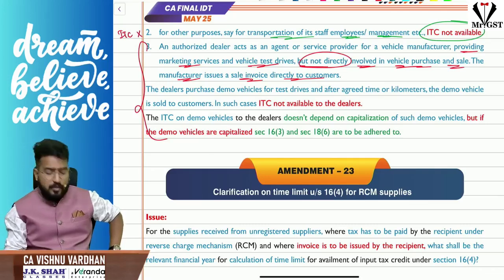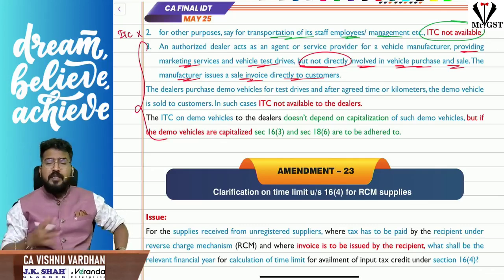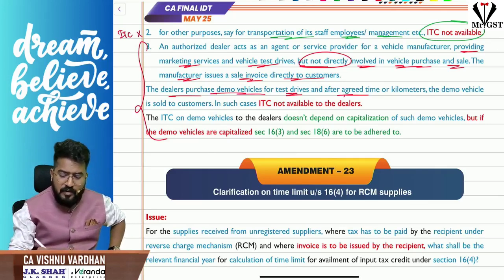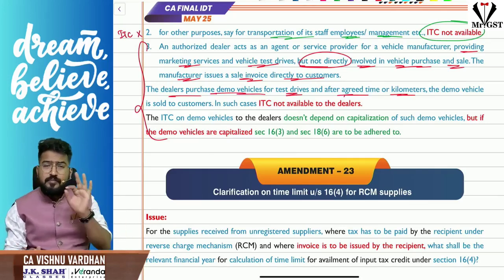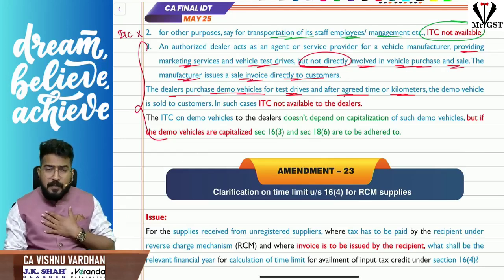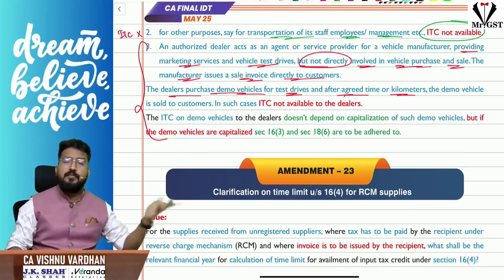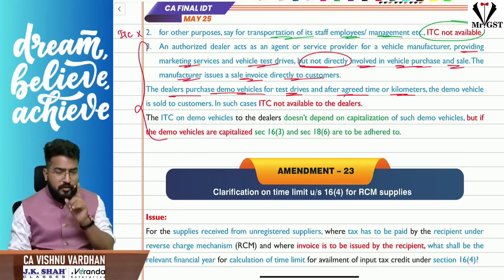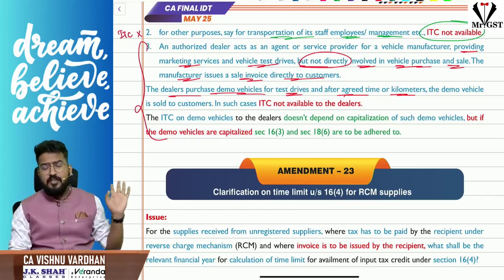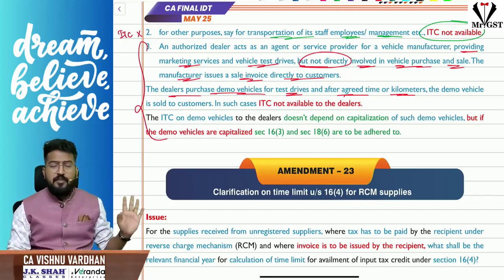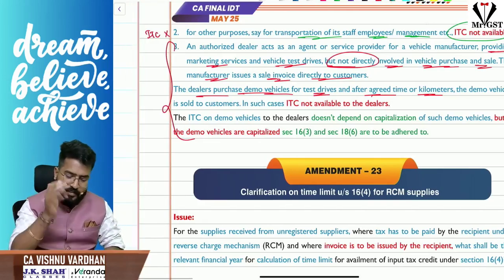Now the point is, as an agent here, I am purchasing some demo vehicles for test drives, and after a certain time period is over, I will sell them. Now I am buying the car for providing my services as an agent to promote the car. I am not engaged in further supply of said vehicles. Who is selling the vehicles? The manufacturer is directly selling the vehicles to the customers. As I have already told you, the invoice is directly raised by the manufacturer to the customer. In such cases, ITC is not available.